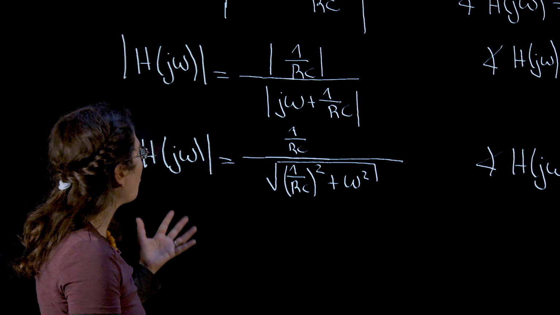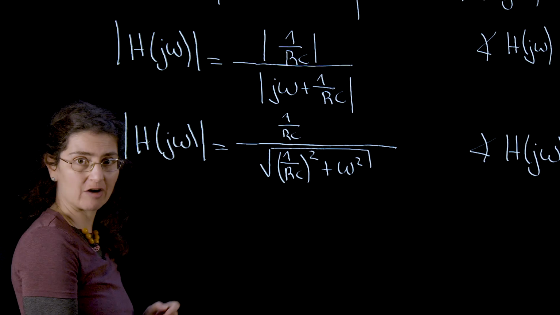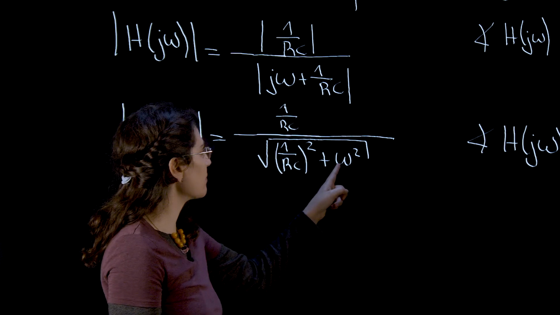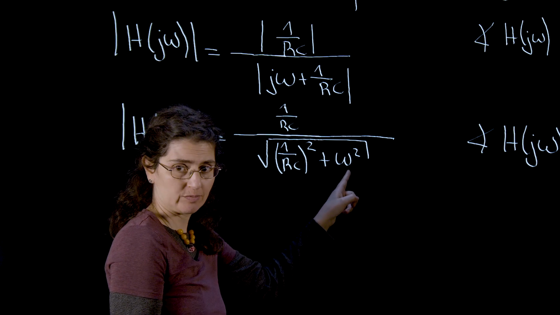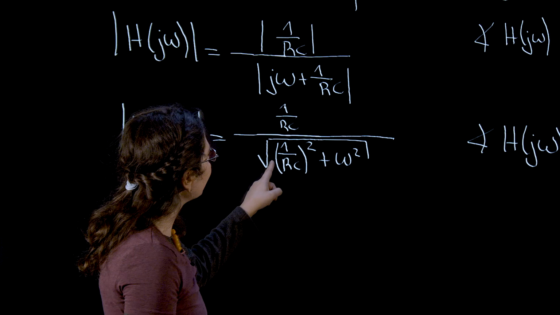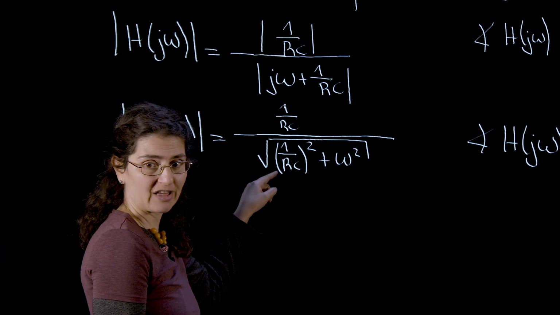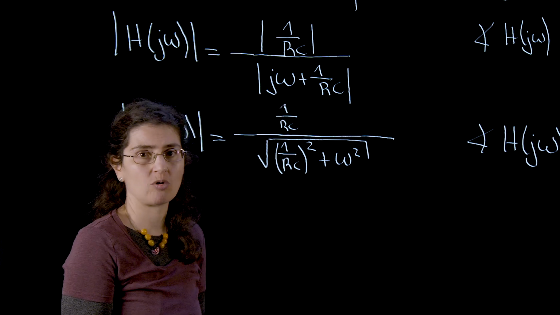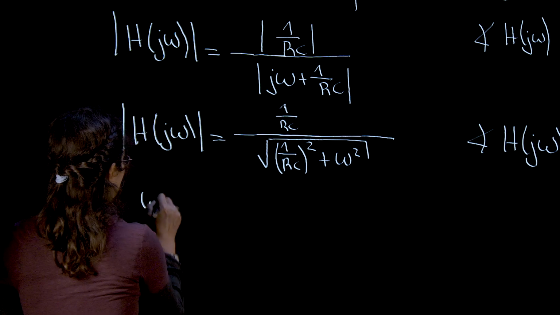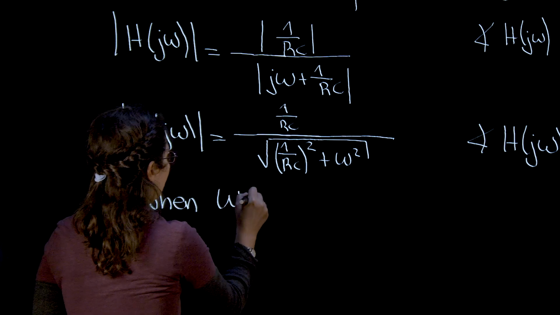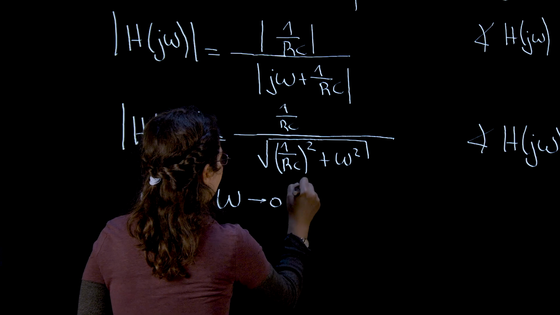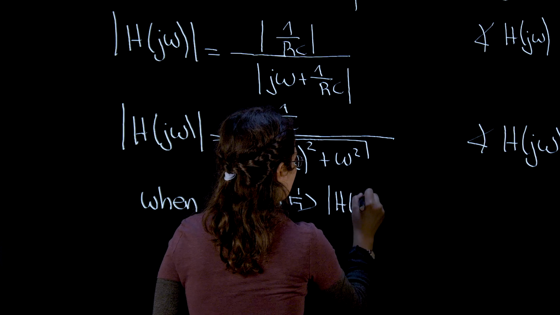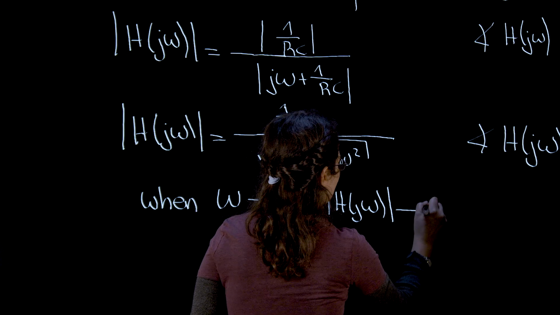So what do we do with these two equations now? First, let's see what happens when omega is very, very small. When omega is very, very small, this number goes to 0. Then I get 1 over RC squared, square root of that. So this square root goes away, and then I get 1 over RC over 1 over RC. So I get 1. So when omega tends to 0, then the magnitude of my transfer function tends to 1.